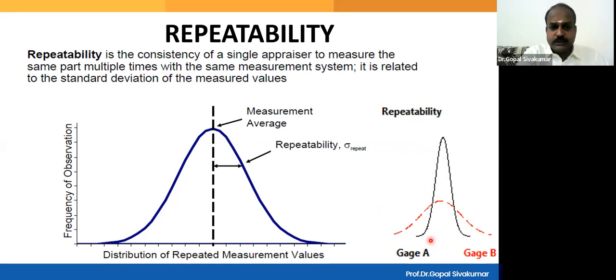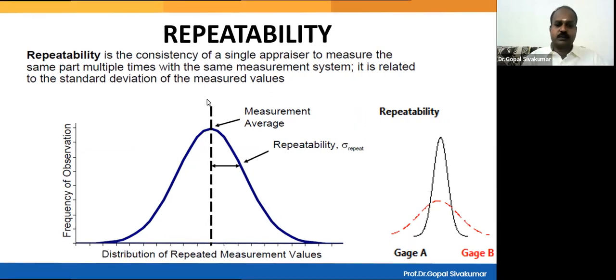So you can estimate the repeatability error by measuring the spread of the data. The spread of the data can be measured in terms of standard deviation. That is why this statement is included: the repeatability is related to the standard deviation of the measured value. If the standard deviation is more, you can understand the repeatability error is also more. If the standard deviation is less, the repeatability error is less. That means you have become consistent, that means your readings are repeatable in nature. Hope it is clear.